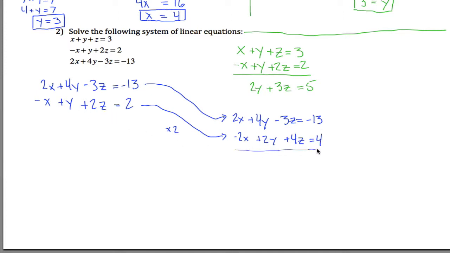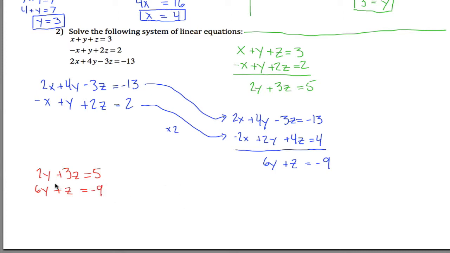And then note that 2x minus 2x, those will cancel out. Much like I did up here, I'll be able to get rid of the x's. 4y plus 2 more y gives me 6y. Negative 3z plus 4z gives me just 1z. And negative 13 plus 4 gives me negative 9. And so now what I have are two variable equations. I got 2y plus 3z equals 5, and 6y plus 1z equals negative 9.